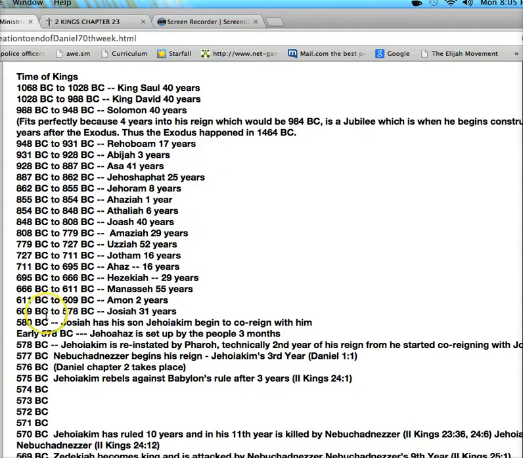Anyway, in 580, 2 years before Josiah is killed by the Egyptian king, I believe Josiah has his son Jehoiakim begin to co-reign with him. Because Jehoiakim actually reigns for 11 years, but he has to co-reign with Josiah in order to get that 11 years to fit. So I believe that they're co-reigning here. Josiah's kind of teaching his son how to reign.